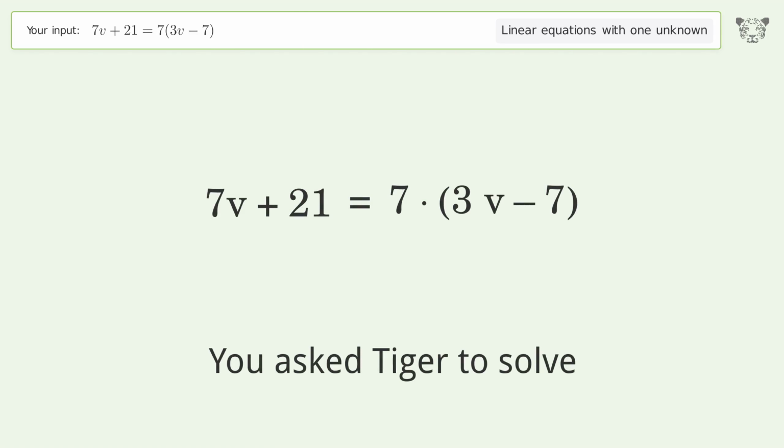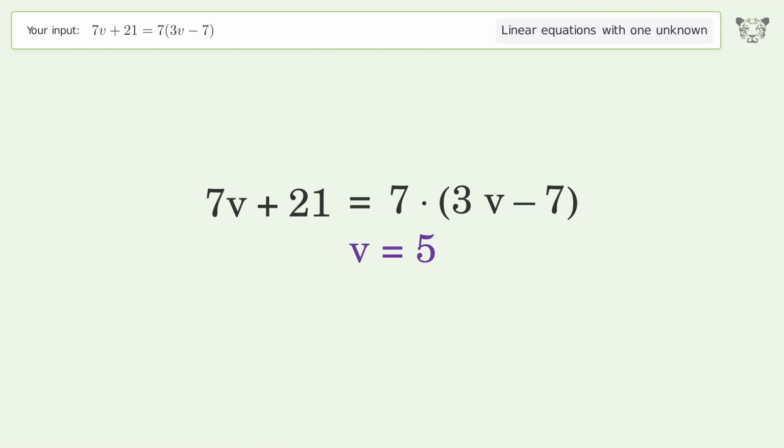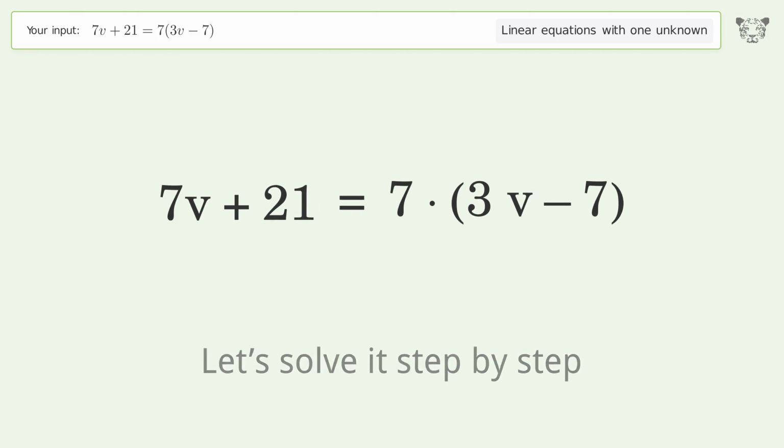You ask Tiger to solve. This deals with linear equations with one unknown. The final result is v equals 5. Let's solve it step by step.